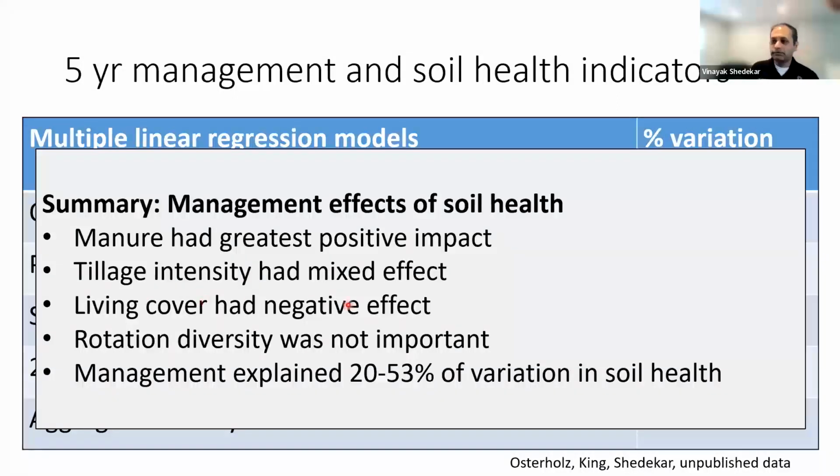Living cover, for some reason, had a negative effect on the soil health indicators, and the rotation or the diversity did not play a major factor in these models. The management itself altogether explained about 20 to 50% of the variation in the soil health. So management is only one of the factors that affect the soil health indicators. The other factors you may think of are the natural conditions, whether it is your soil condition, the weather, or the long-term climate.